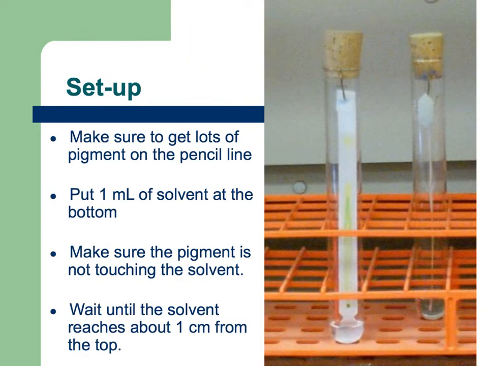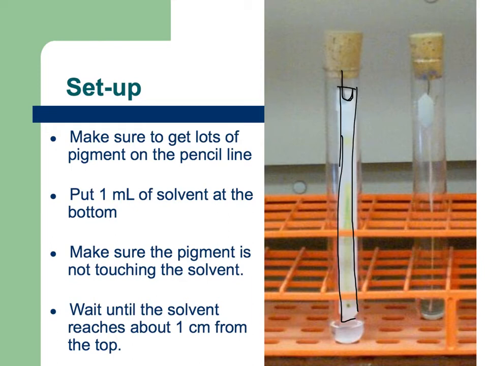Okay, make sure that you get a lot of pigment on the pencil. It's going to be 1 ml of solvent at the bottom. You can hang it from the hook, so they will have these little hooks here, and you'll have the filter paper. You can hang it from the hook, or you can just place it in. You make sure that you cork it because you don't want those fumes escaping.